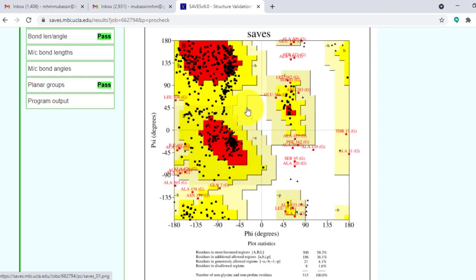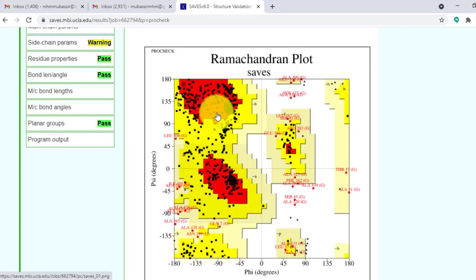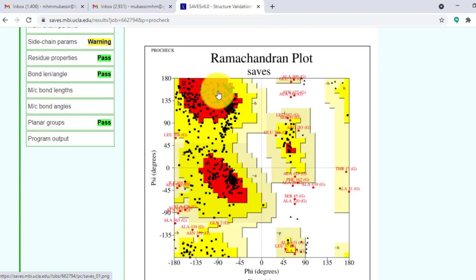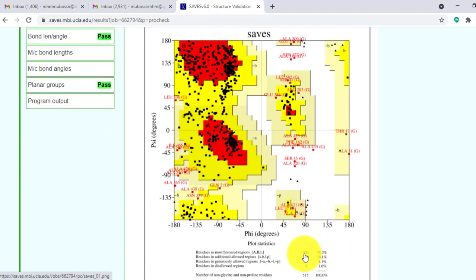Okay, all the dots here represent the amino acids. So in the most favored region we have around 300 amino acids, which is 58.3%. In the additional allowed regions we have 186 amino acids, which is 36.1%. In the generously allowed region, we have 21 amino acids, which is 4.1%, and in the disallowed regions, in this area and this area, we have 8 amino acids, which is 1.6%.